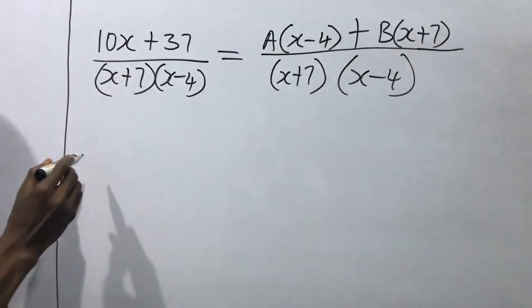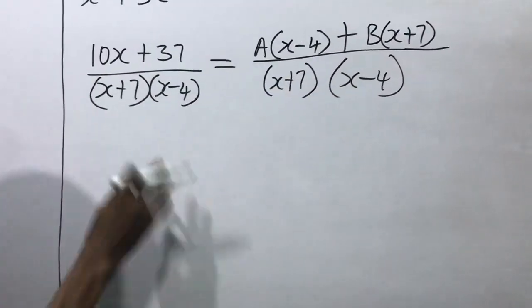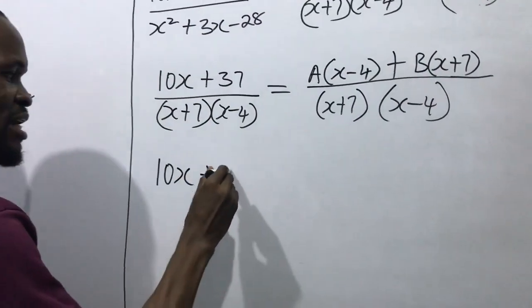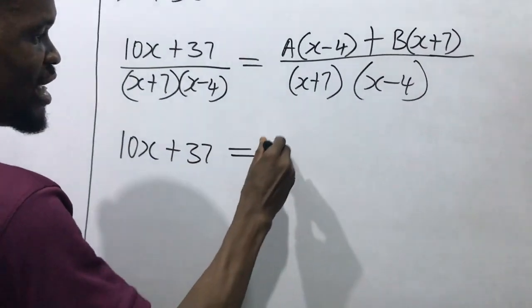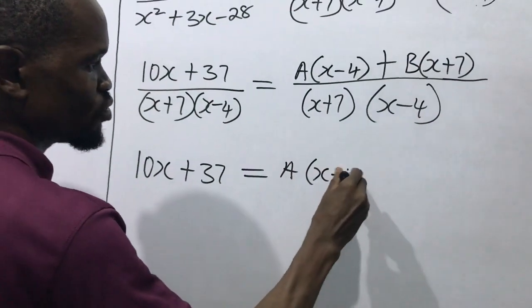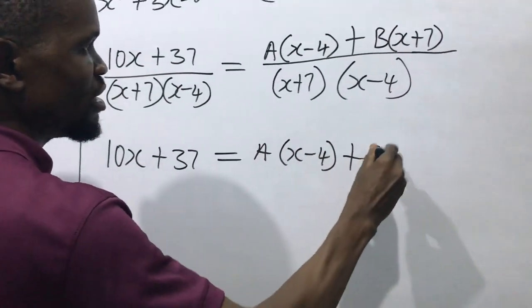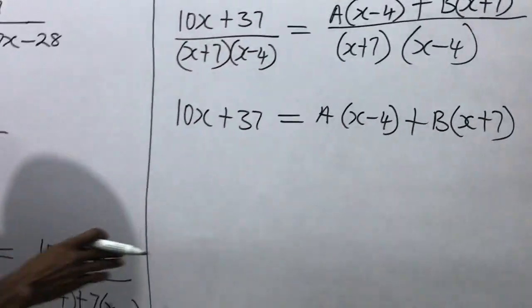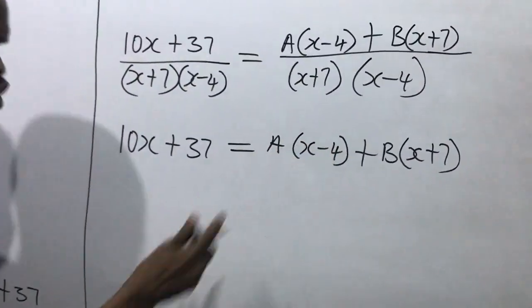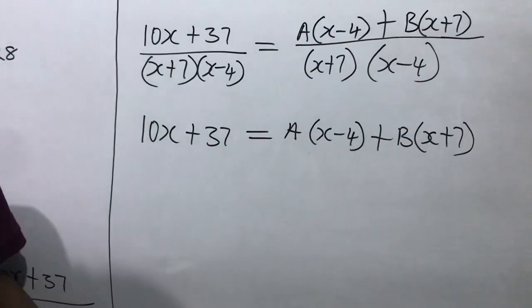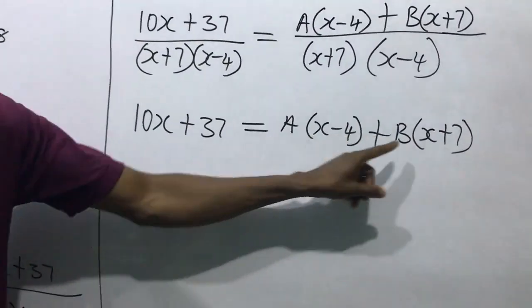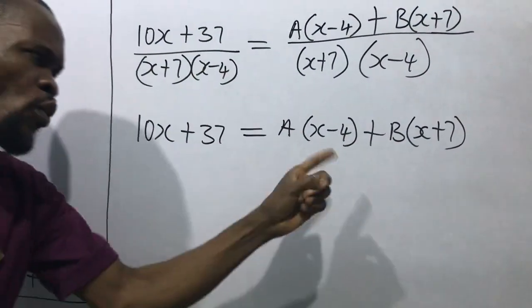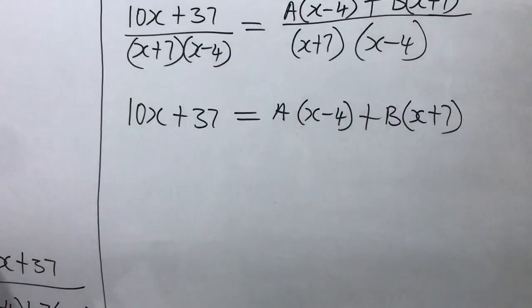And that means these are the same. Since the denominator is the same, the numerator will be the same. That means 10x plus 37 equals A into x minus 4 plus B into x plus 7. Now, I'm looking for two unknowns. Are you getting what I'm saying? I'm looking for two unknowns, A and B. For me to look for two unknowns, I have to eliminate one to get one. Then how am I going to do that?